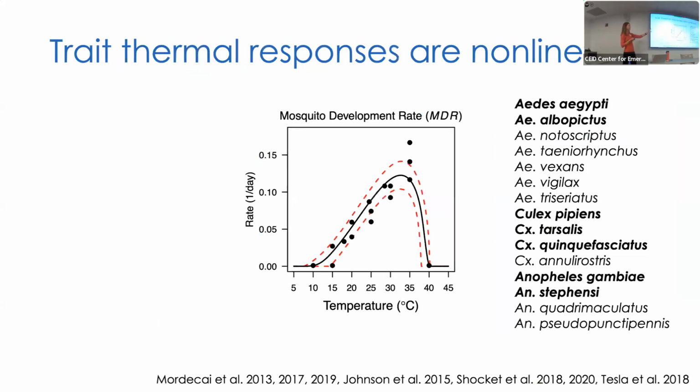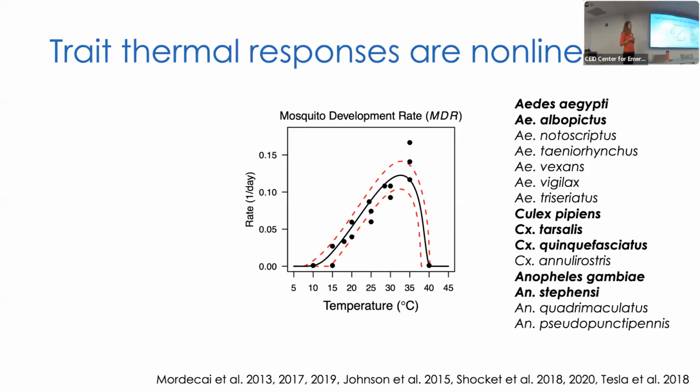So here again, I'm just showing you the data for one trait of one species, just to give you an example. This is the mosquito development rate of Culex annulirostris, which is an important vector species in Australia. But we see support for these nonlinear thermal responses across all the major vector species, including the Aedes vectors of dengue, the Culex vectors of West Nile, and the Anopheles vectors of malaria.